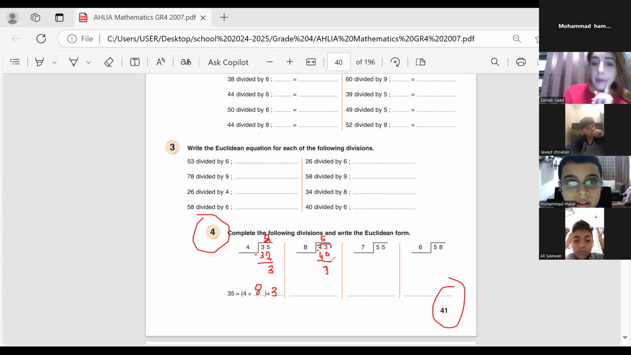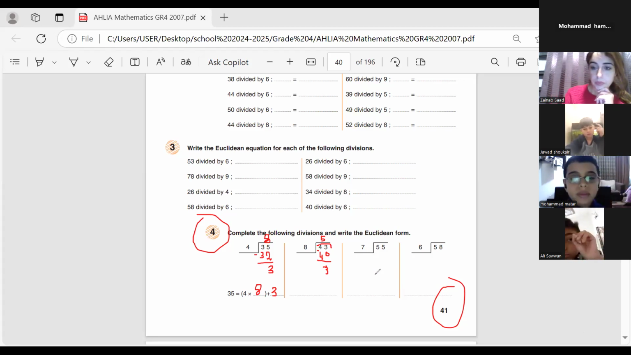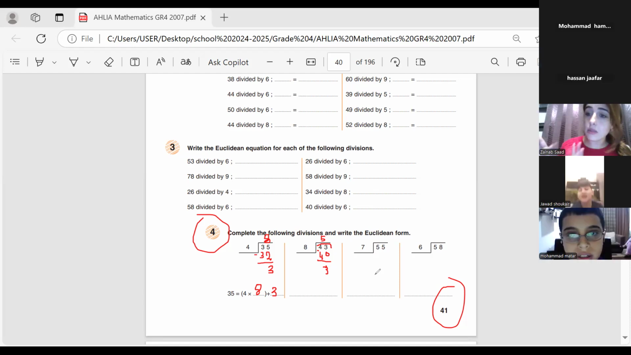Hamad, can you tell me which one is the remainder? Which number here in the division is actually called remainder? 8. 8 is the number that I'm dividing on, which is the divisor. Can I say it? It means the number that you have in the last division.